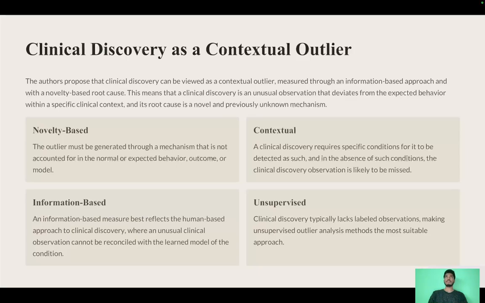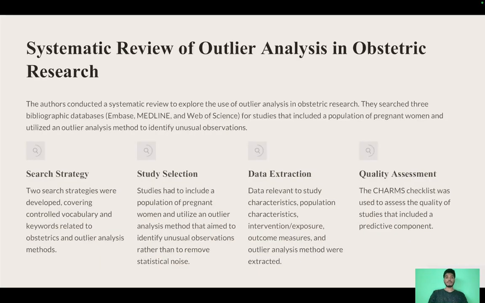Fourth one is unsupervised. This is a bit separated from the traditional methods, as an unsupervised learning model. You all know clinical discovery typically lacks labeled observations, making unsupervised outlier analysis methods the most suitable approach. The systematic review that I mentioned contains four strategies. First is search strategy, study selection, data extraction, quality assessment.